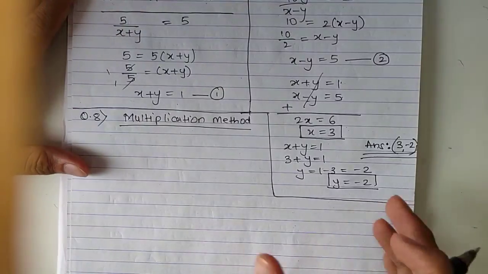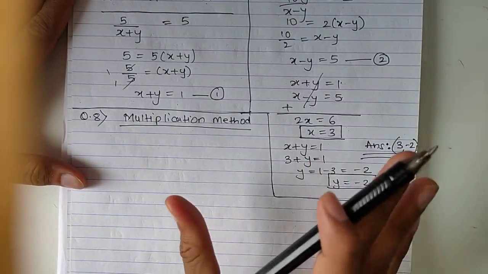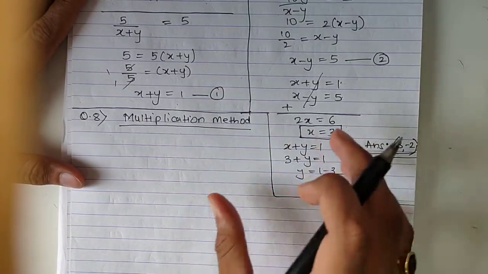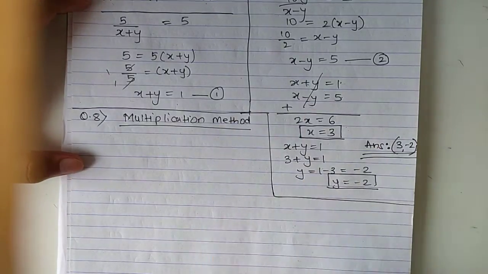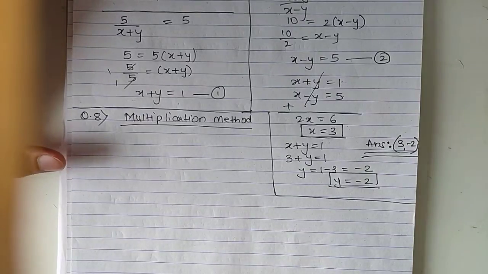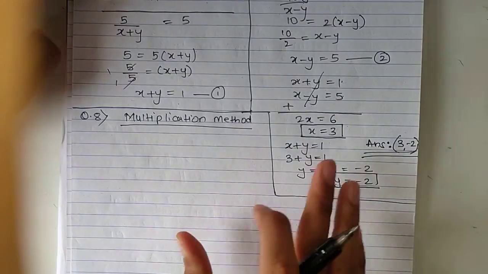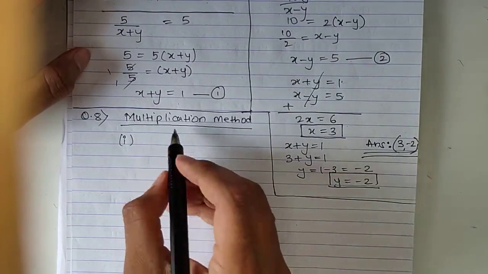Now question number 8 is multiplication method. Now this is a very different method, and to solve the equations, in the end you will get the value of x and y only, but the way to do the multiplication method is very different. So how to do it? See, the equations are, I'm taking the first question.